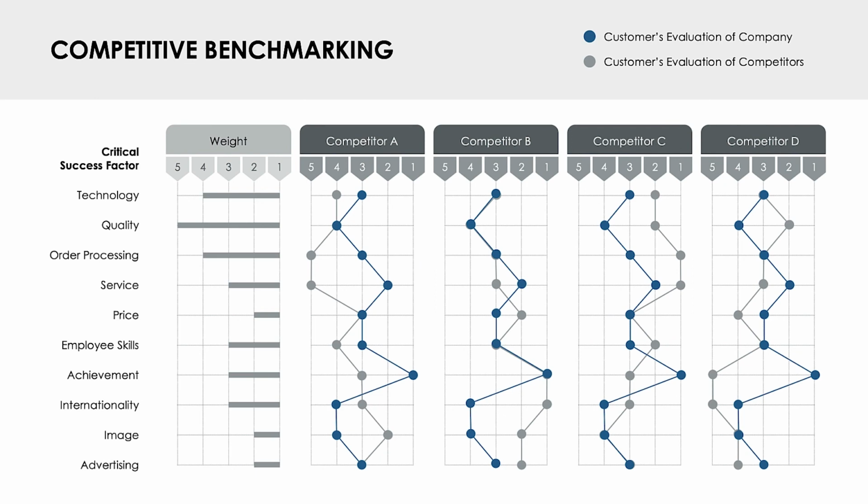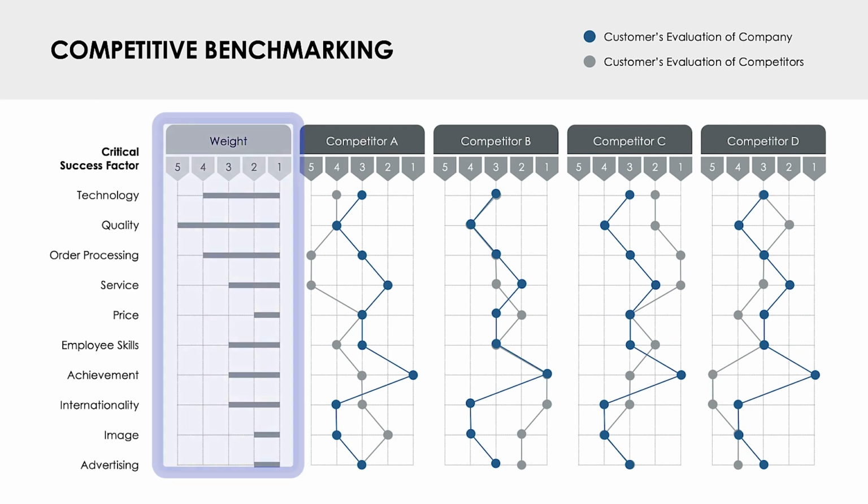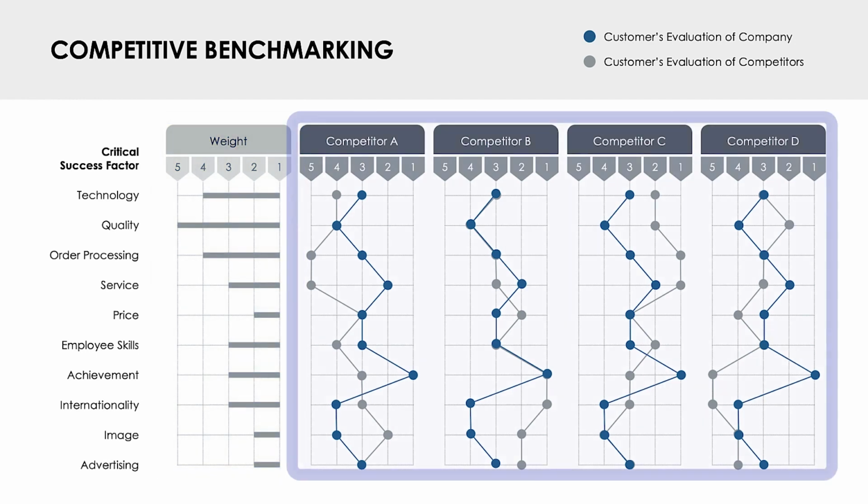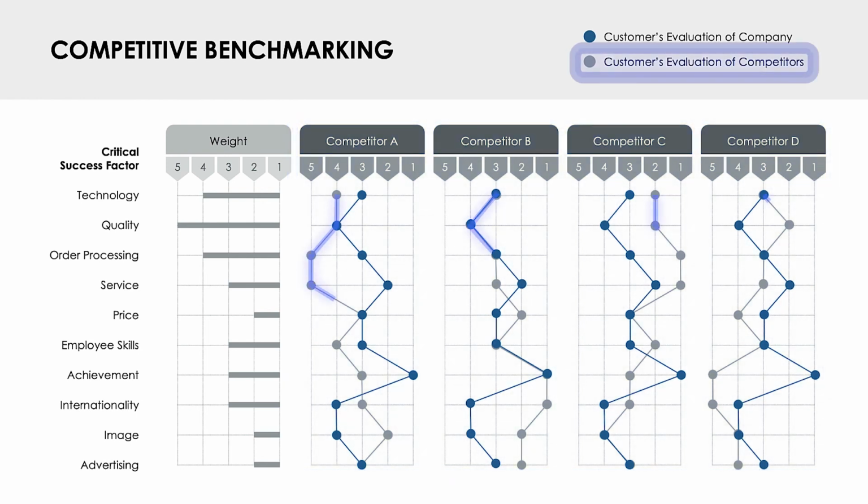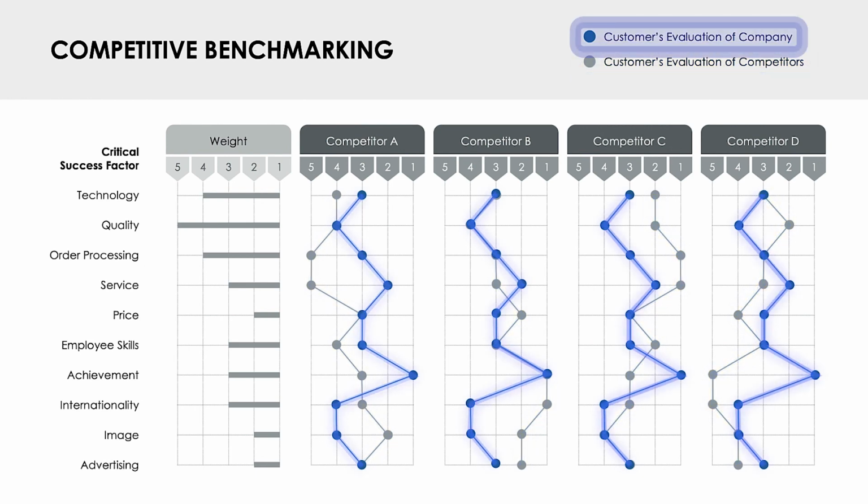Here, each success factor is given a weight for importance and then scored by customers. Plot out the scores for each success factor underneath the companies that are your biggest competitors. The gray dots indicate the competitor scores, while the blue dots are how customers have scored your company. Quickly make visual comparisons by looking at the plotted lines to see what's working and what's not.